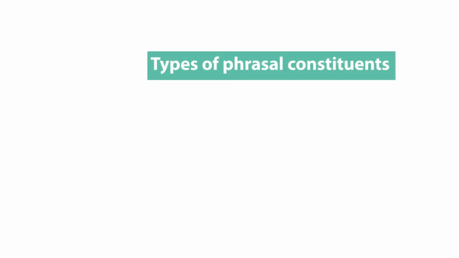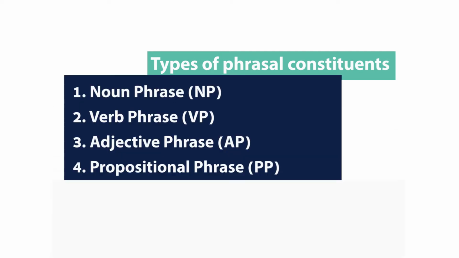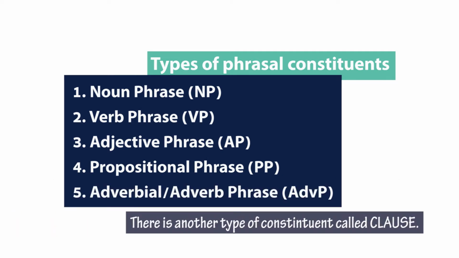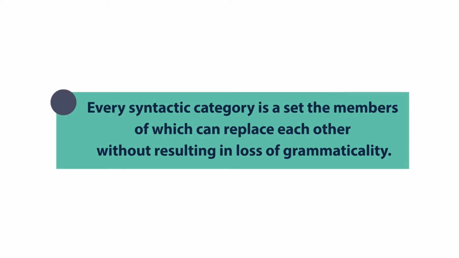We can have different types of phrasal constituents, like a noun phrase, verb phrase, adjective phrase, prepositional phrase, and adverb phrase. Why do they have syntactic categories? You see here, there is a phrasal constituency within the sentence, and then every phrase is labeled with a syntactic category. Why? Because, for example, if you have a grammatical sentence that contains a noun phrase, you can replace a noun phrase with another noun phrase and the sentence will still be grammatical.